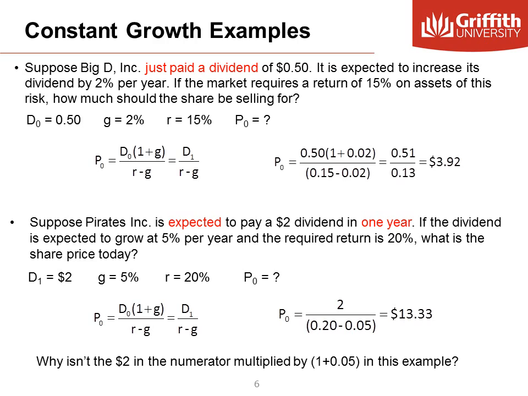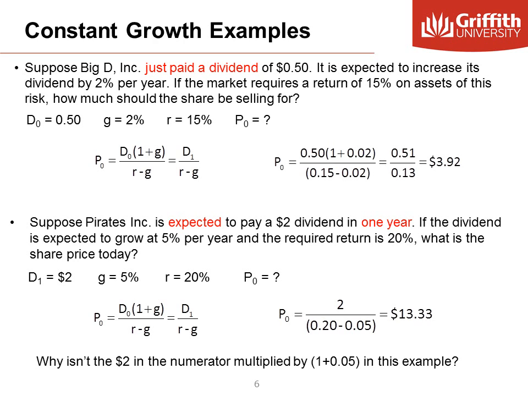So let's look at the first example. Suppose Big D Incorporated just paid a dividend of 50 cents. It is expected to increase its dividend by 2% per year. If the market requires a return of 15% on assets of this risk, how much should the share be selling for? Note that here we are given D0, the dividend that just has been paid. The growth rate is 2% and the interest rate is 15%. We apply the model and we find that the price per share is $3.92.